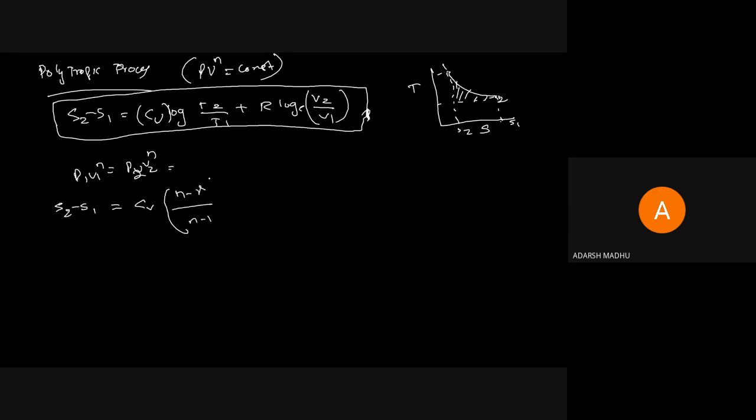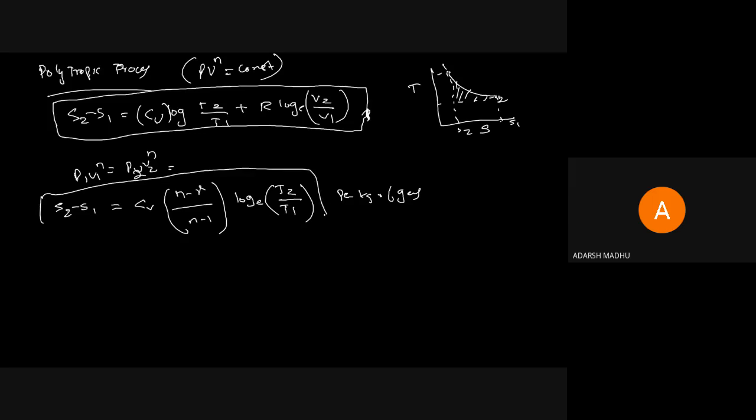So many derivations are there. Okay, I am skipping the derivation and writing only the equation. Log means simple log T2 by T1, per kilogram of gas. Per kilogram of gas means mass equals 1. So S2 minus S1 equals Cv into n minus gamma by n minus 1, into log T2 by T1. This is the equation.